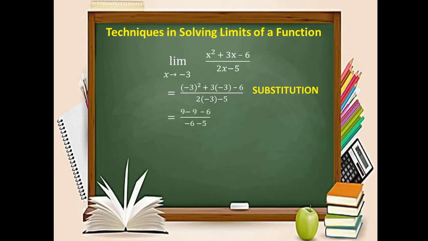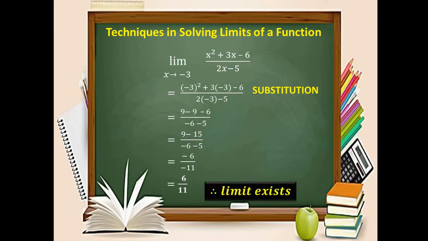We have 9 - 9 - 6 over negative 6 - 5 equals 9 - 15 over negative 6 - 5. So we have negative 6 over negative 11, or let's divide both by the negative sign and it will give us 6 over 11. So by simply substituting the value of negative 3 for all the x, we get the limit of 6 over 11. Therefore, our limit here exists. So that's the first technique.